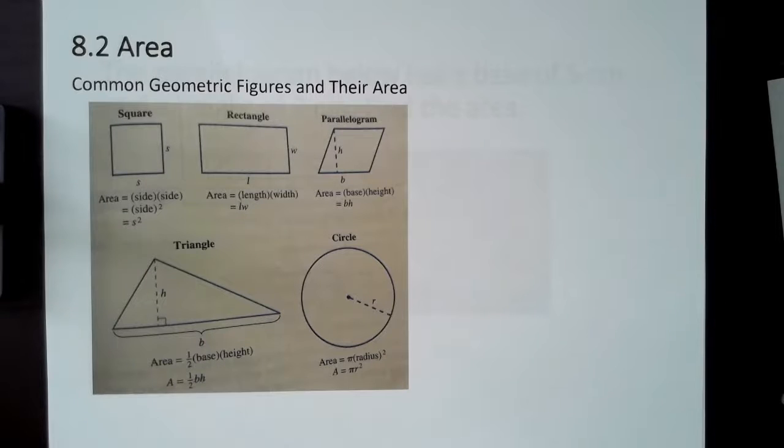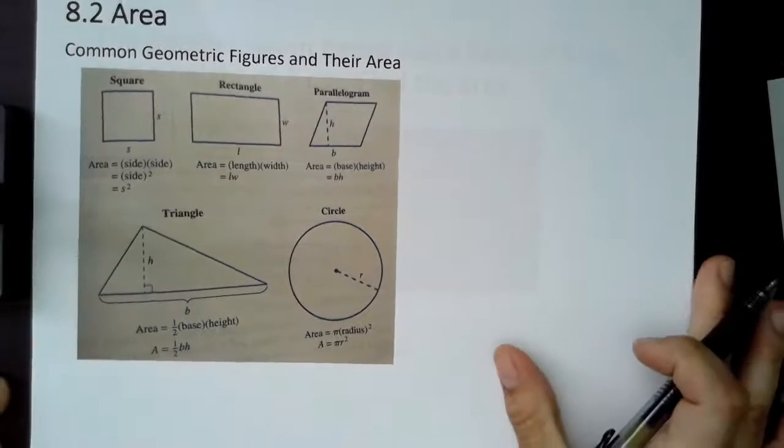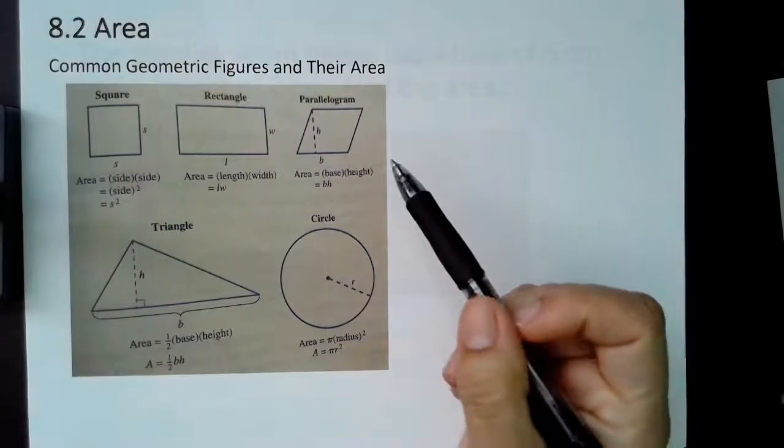just various things. There, homes, fences, what have you. And so these are some of the common figures and their corresponding area formulas, okay?